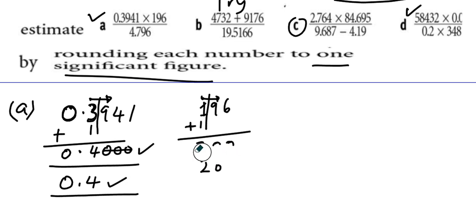Don't cancel that. So just write. This is 2. 9 becomes 0. 6 becomes 0. And the whole answer becomes 200. Never cancel the zeros.